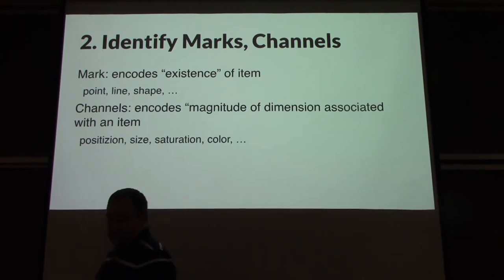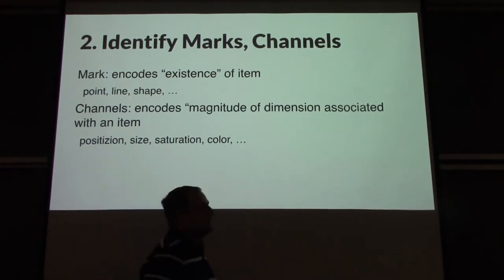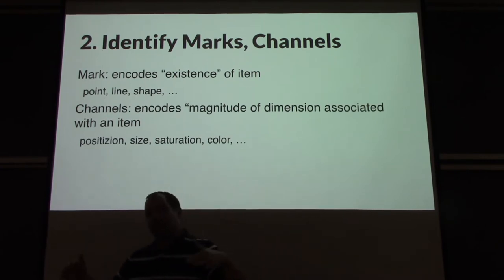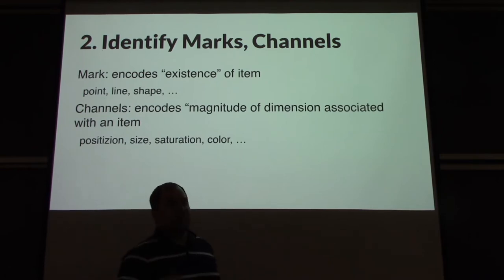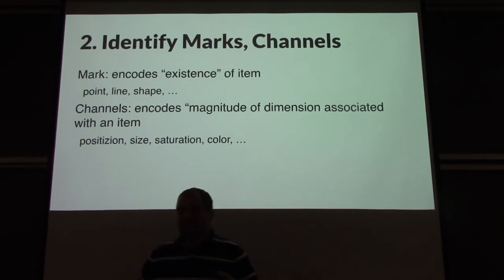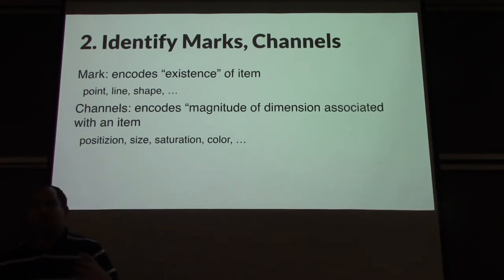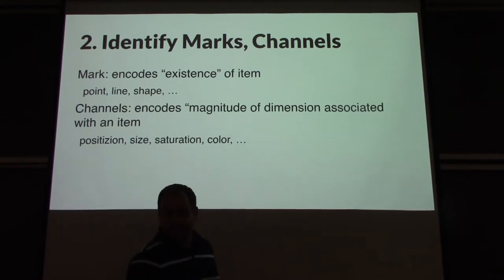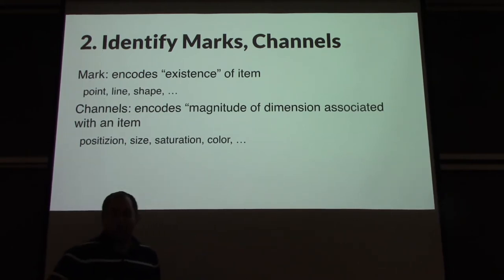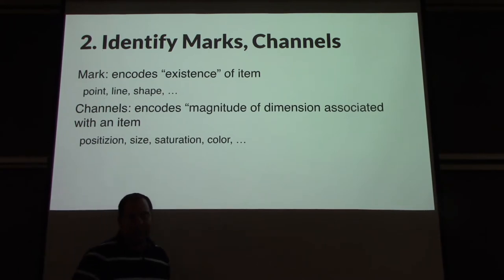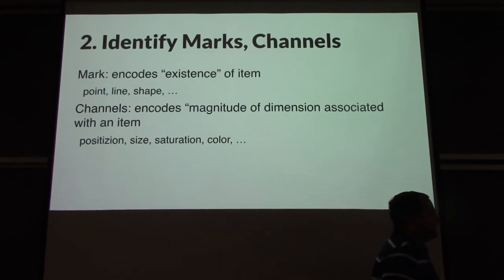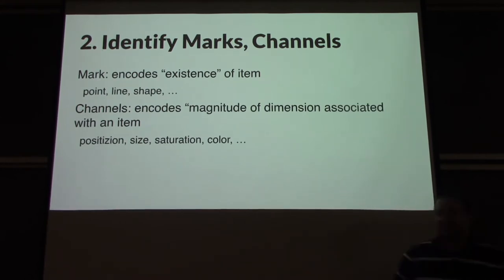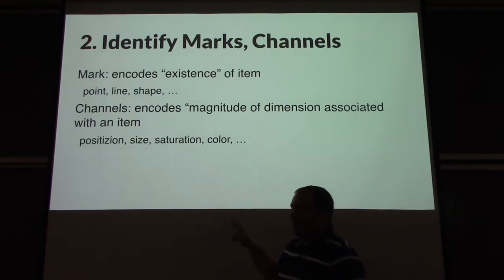The channels encode the magnitude of the dimension associated with an item. Remember, items are the rows in the table, versus the dimensions or the variables are the columns in the table. So the mark says there is a row, and the channel says how much of it is there in this particular variable. And then you encode that with the magnitude of the dimension associated with an item. And then we get into all of those visual variables or channels that we've talked a lot about, things like position, size, saturation, and color. So you really need to be able to pick those two apart.